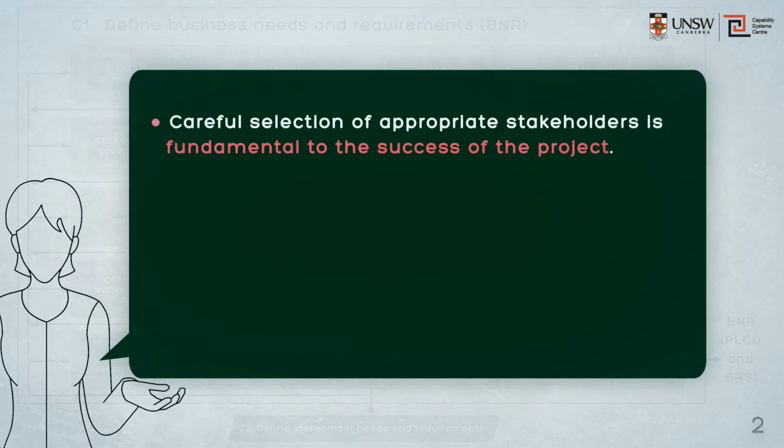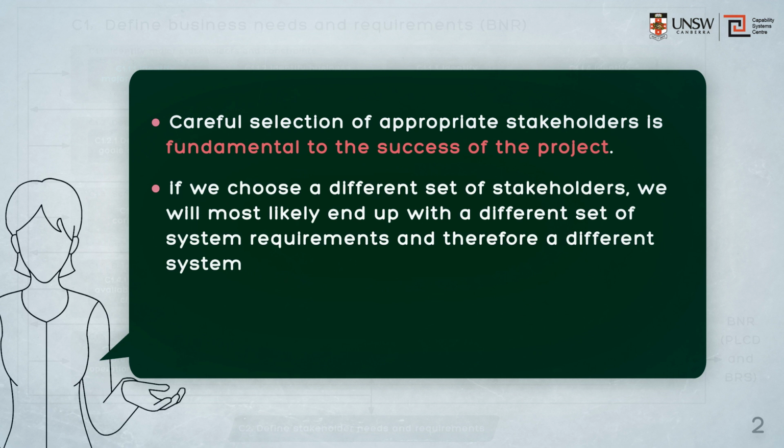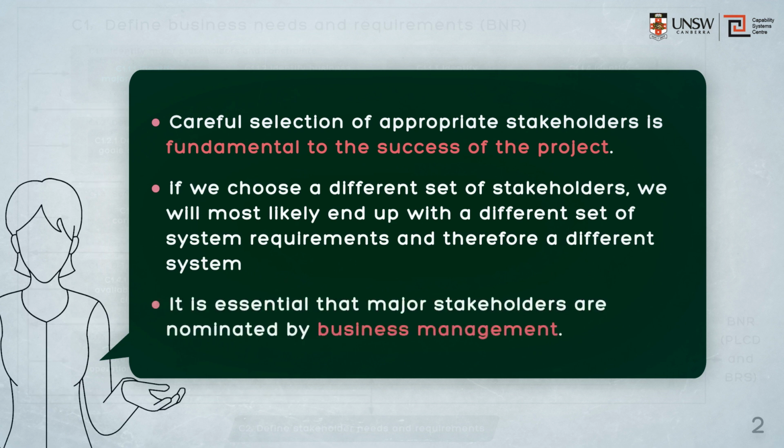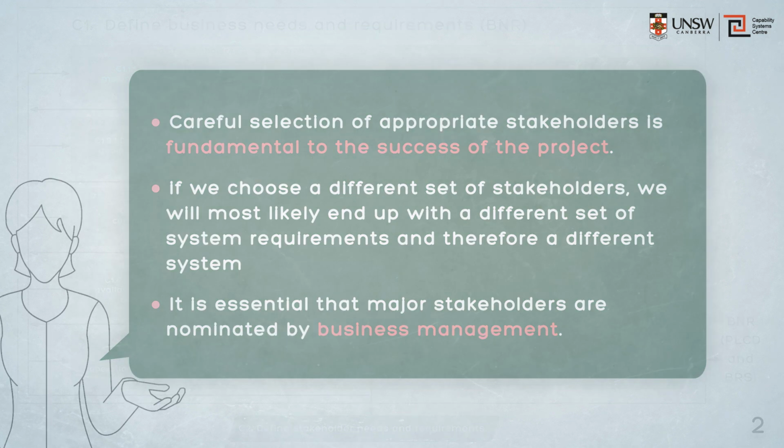Careful selection of appropriate stakeholders is therefore fundamental to the success of the project. It follows that if we choose a different set of stakeholders, we'll almost likely end up with a different set of system requirements, and therefore a different system. It's essential that the major stakeholders are nominated by business management. It's not reasonable for business management to pass their needs and requirements down to the business operations level and then let those at that level decide amongst themselves who are to be the stakeholders of the system.